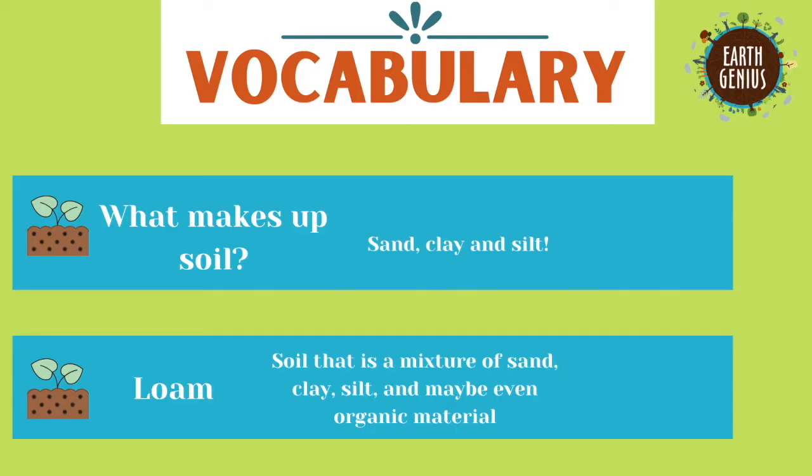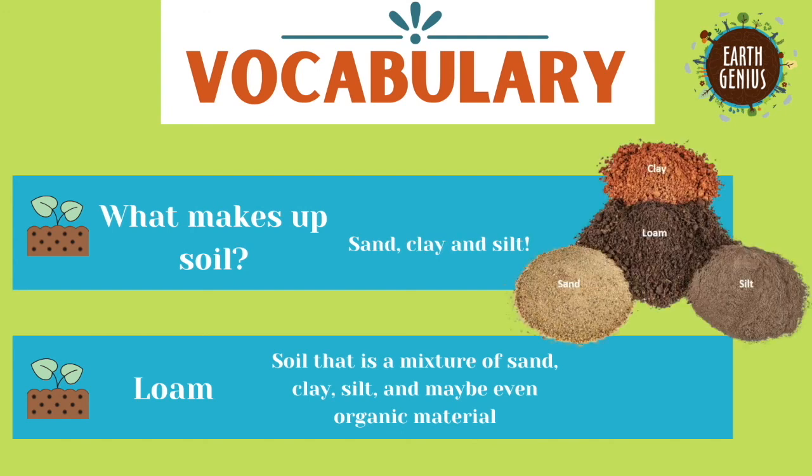So now you should be able to tell me what makes up soil. It's sand, clay, and silt. And loam is a soil that's a mixture of sand, clay, silt, and maybe even some organic material too. Loam is healthy soil.